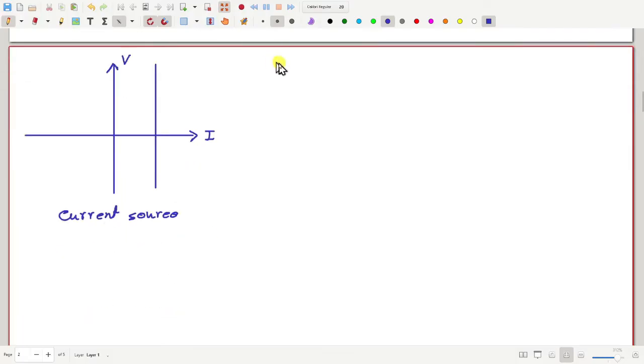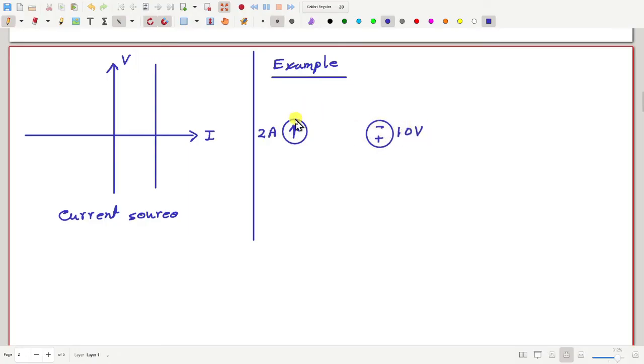Okay. Now let me take a small example. Suppose I have a current source 2 ampere and a voltage source say 10 volt and a resistor say 3 ohm connected together like this. The question is to solve this circuit. Okay, so basically you have to find how much is this current I.